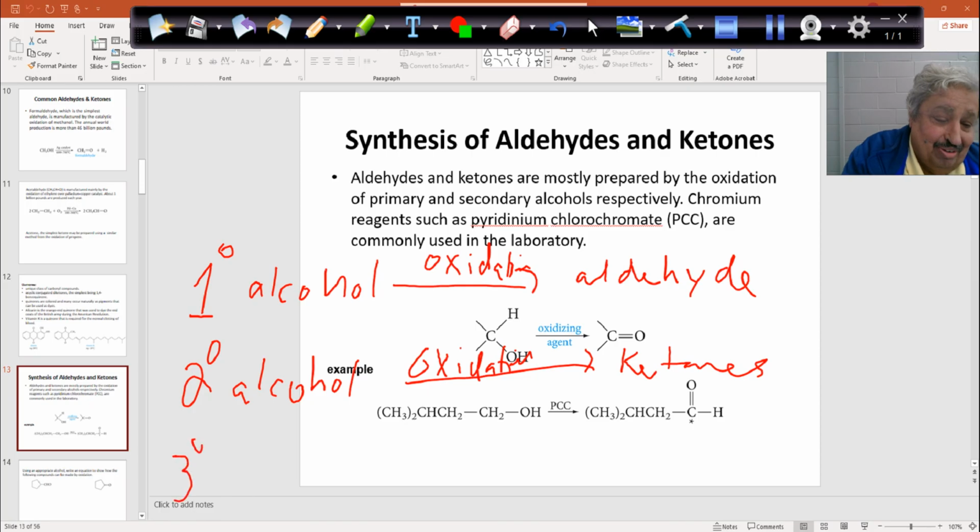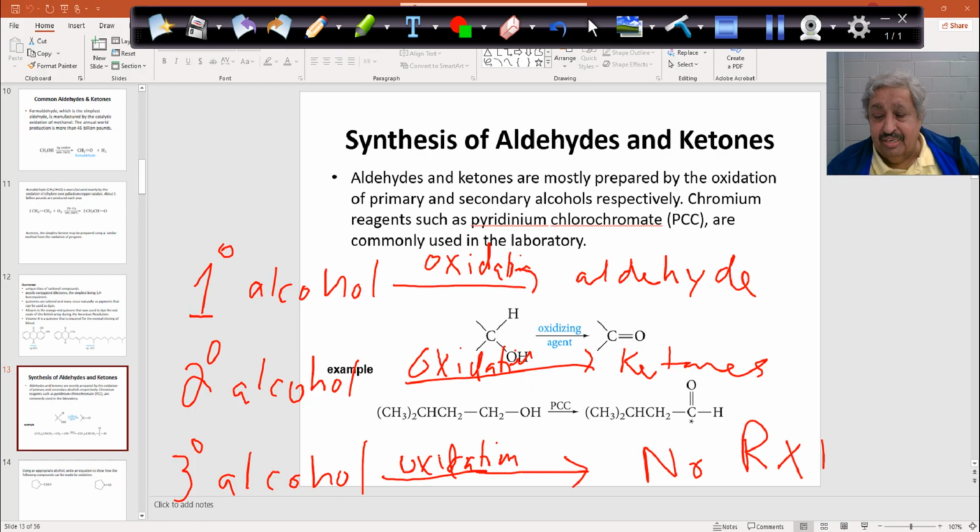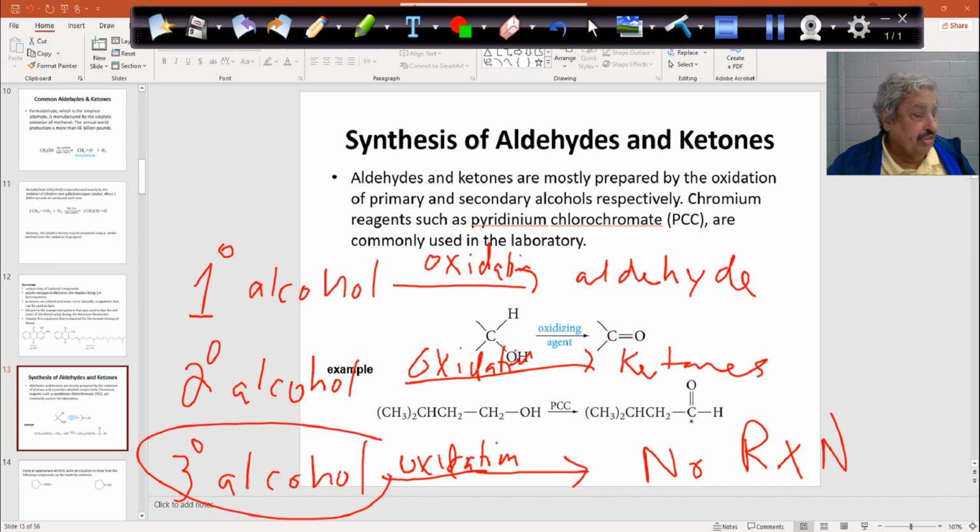Now here's the trick. How about tertiary alcohol? No reaction, because you don't have this hydrogen available there. So oxidation. And watch out for this for the quiz and the exam. Oxidation, no reaction. So we can produce the ketones and the aldehydes from the oxidation of the alcohols. Primary alcohol oxidation will give us aldehyde. Secondary alcohol oxidation will give you ketones. The tertiary alcohol will not give us anything, no reaction.